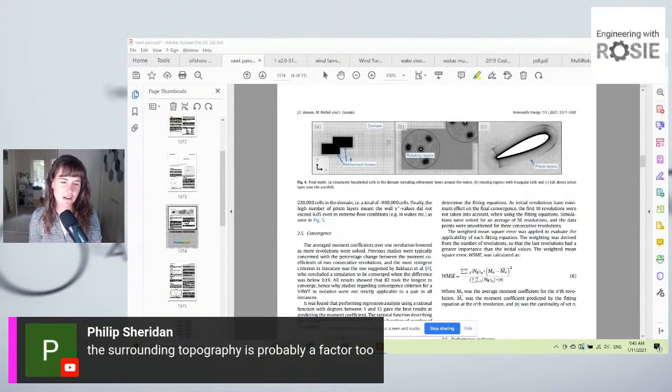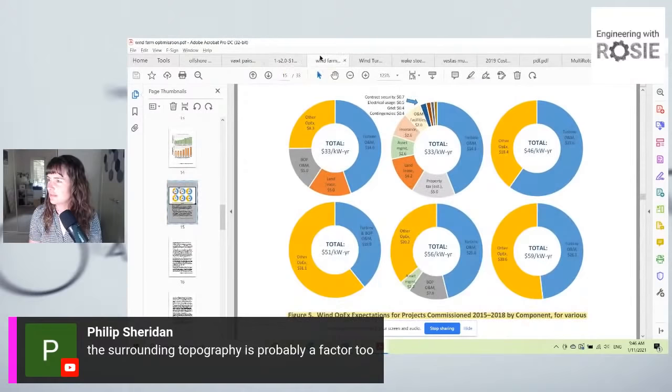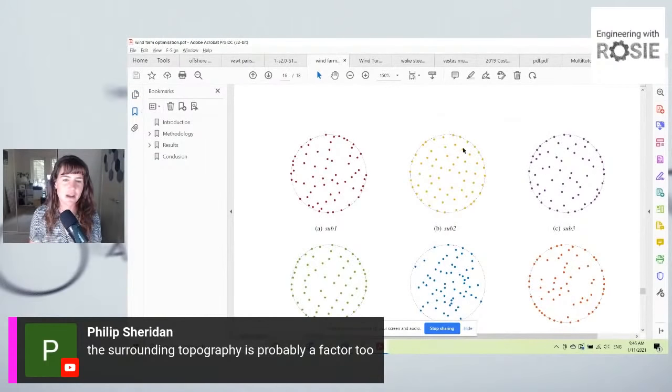From Philip Sheridan, the surrounding topography is probably a factor too. Yeah, it's super important. And when you're locating turbines within an actual wind farm, then you will definitely need to take that into account. In that optimization paper that I was just talking about, this is just a flat one because the problem is so big and so hard to get the problem small enough that you can actually do an optimization. So I don't know, maybe this is a good application for quantum computing. When that finally comes, we'll be able to actually optimize every single wind farm before we build it.